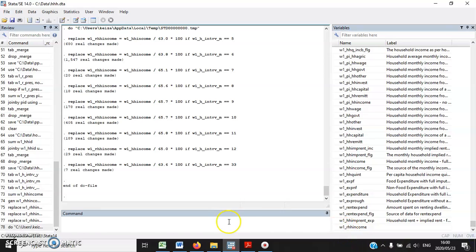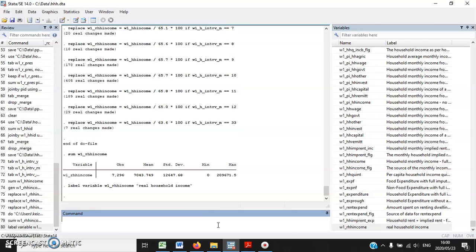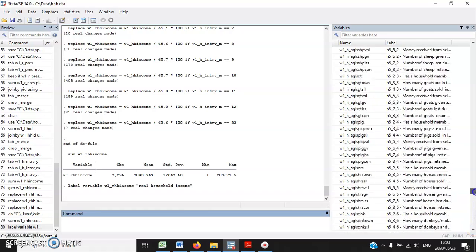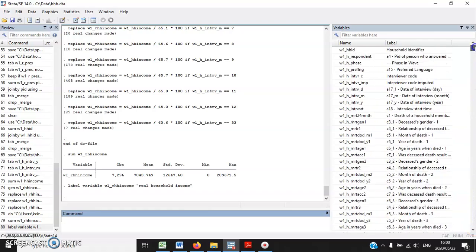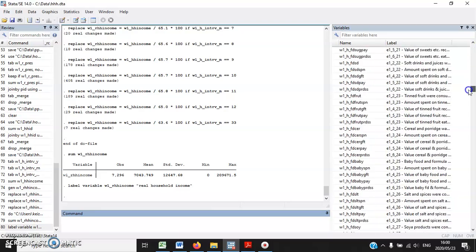So this is my real household income. Let's just do a sum to make sure. Okay, 7296. And then let's give a label. Label this. I would call it real household income. Okay. And then we can next derive real per capita income, which is equal to real household income divided by household size.